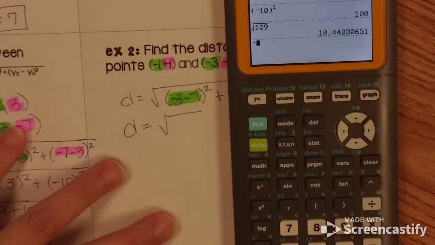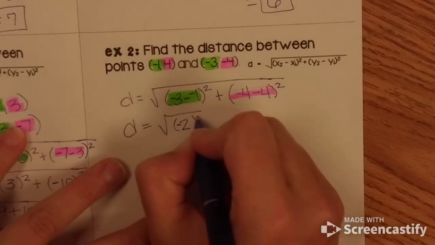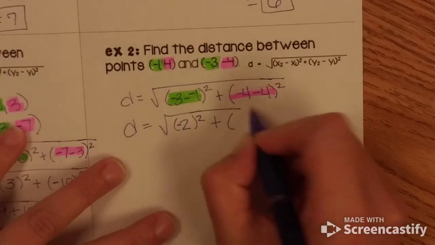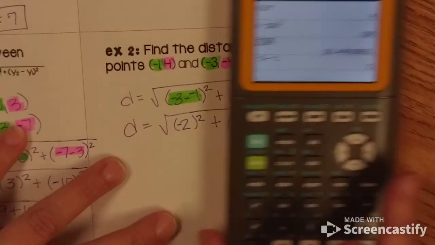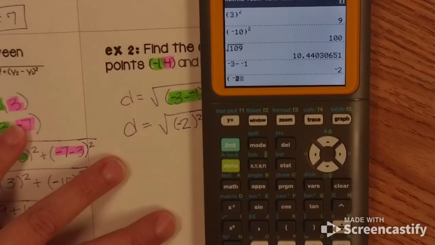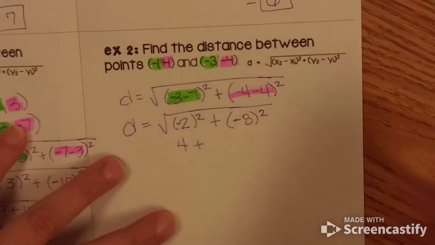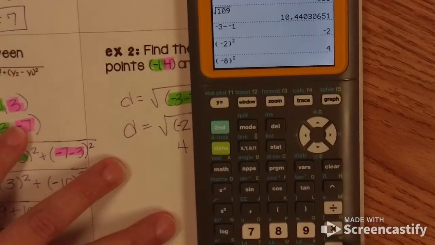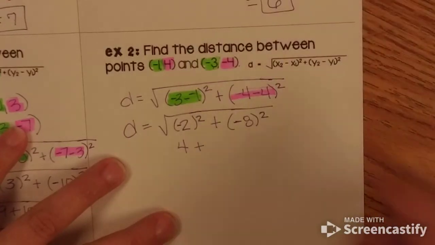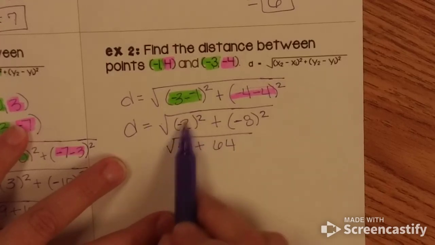And if you wanted to do it on your calculator, you could literally go -3 minus -1. That's -2. So -2 squared. Plus, and then -4 minus 4 is -8 squared. Then you go on your calculator and you type in -2 squared, which is 4. And you type in -8 squared. Don't forget your parentheses so you don't mess up, which is 64. All of that's still underneath the radical. All we did was this part.